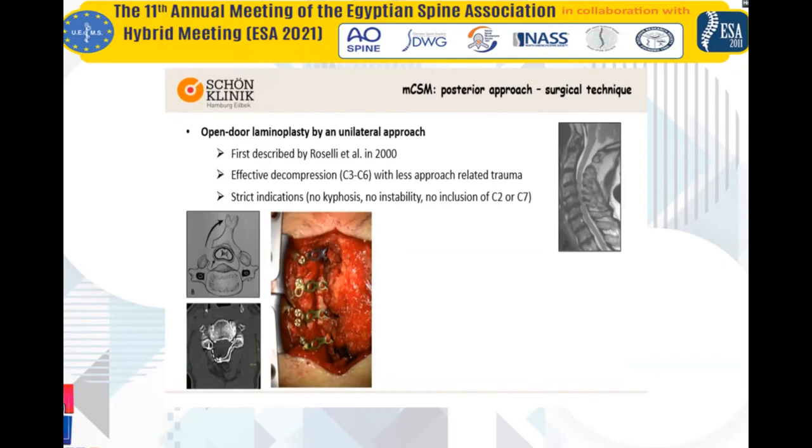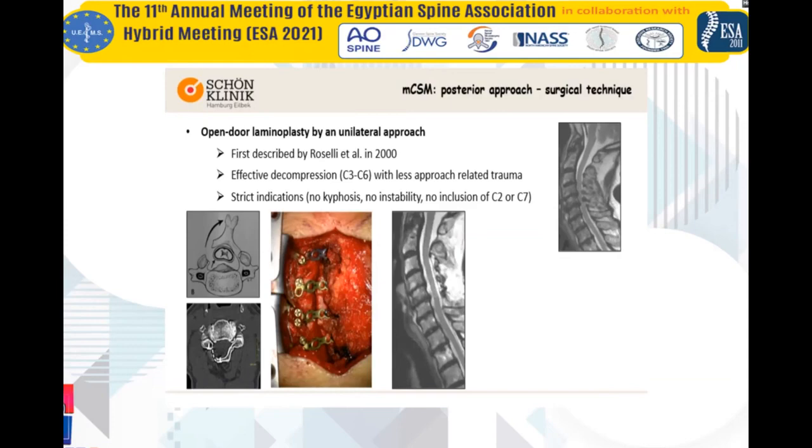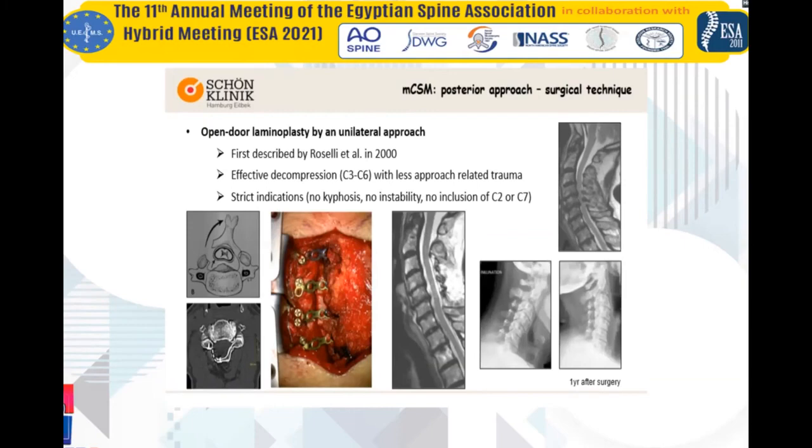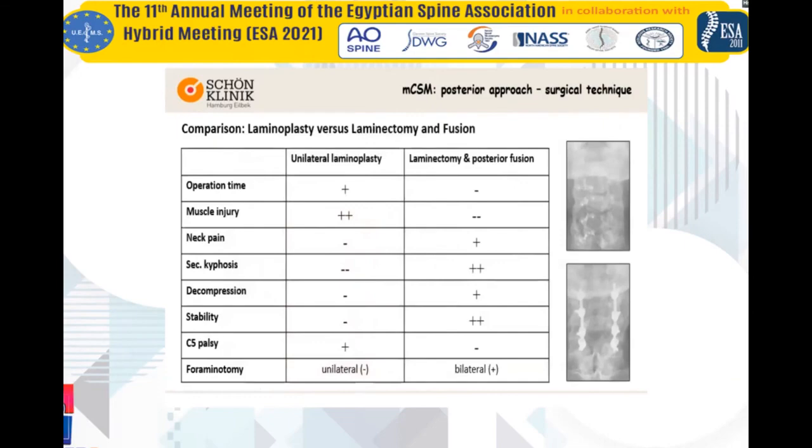Of course, there are strict indications like you should have no kyphosis, no instability, and C2 or C7 should not be included. Like you can see here in the MRI postoperative, you have a very nice decompression, and on the other hand, you can keep mobility. Like in the functional X-ray, you see mobility of the subaxial cervical spine 1 year after surgery.